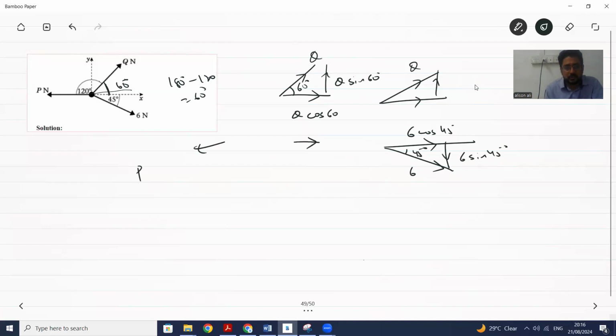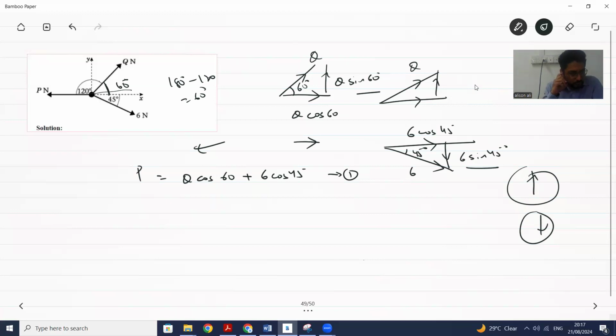The right hand side forces are equal to the left hand side forces. So what are the right hand side forces? P is on the right hand side. This is equivalent to Q cos 60 plus 6 cos 45. Then upward forces equal downward forces. If I look at the upward forces, this is Q sin 60 and this is 6 sin 45.